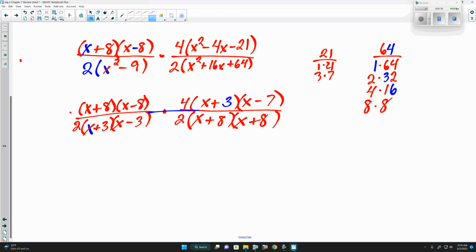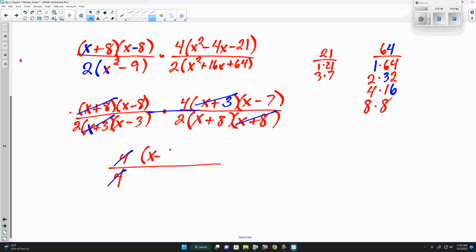Easiest ones to see, x plus 3 and x plus 3. We also have x plus 8 and x plus 8. Anything left that's in common on top and bottom? Right. Because we do have 2 over 4, but we also have 2 2's on top and bottom, yes? Well, 2 times 2 is 4, so eventually these will cancel out.